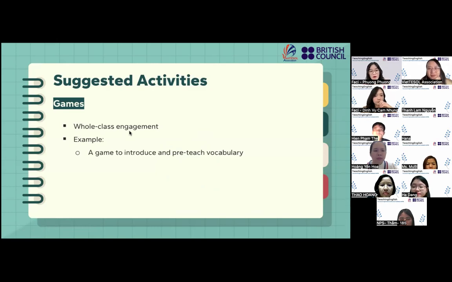For example, I want to design a game to introduce and pre-teach vocabulary before a reading class. We have many kinds of vocabulary games, right? But this is what I see many teachers do. I have three scenarios here, each with two variations. So I'll give the first one.